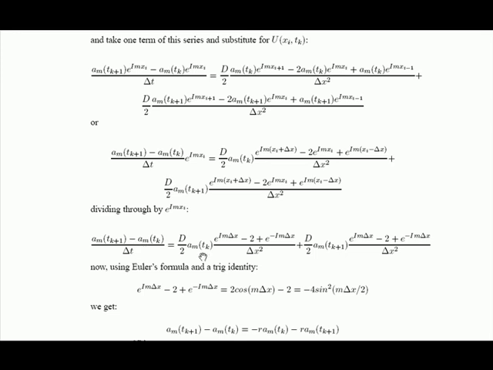And now the numerators here have the same numerator here and here. We're going to use a little trig identity. First of all, Euler's formula, which says e to the i m delta x plus e to the minus i m delta x is 2 cosine m delta x. And then we use a trig identity you're probably not familiar with, have to look up, to write that as minus 4 sine squared of m delta x over 2.